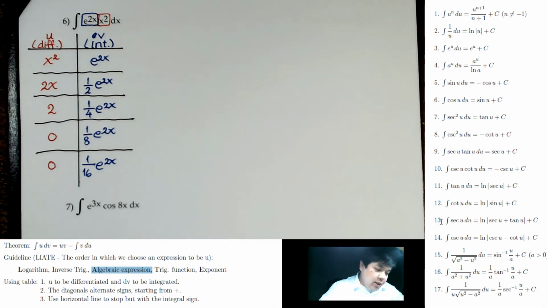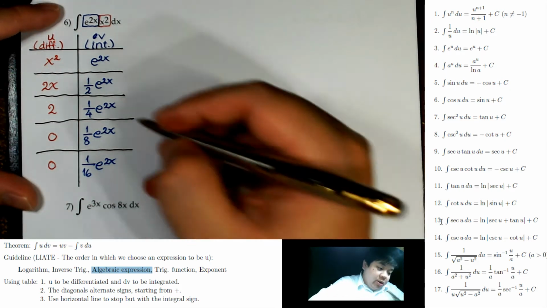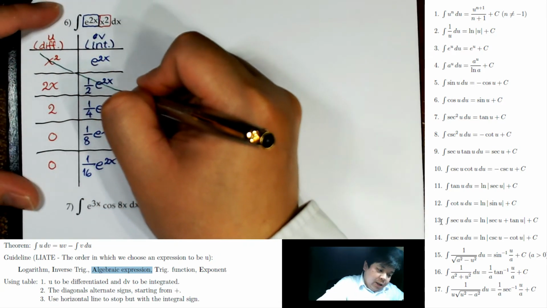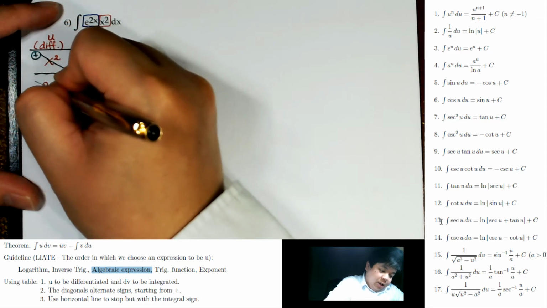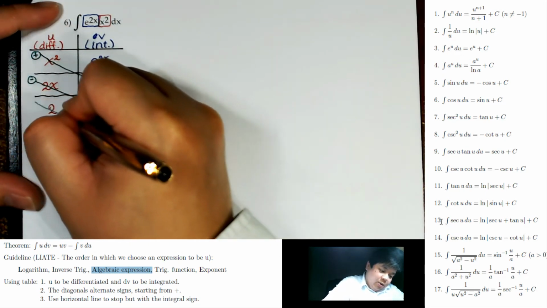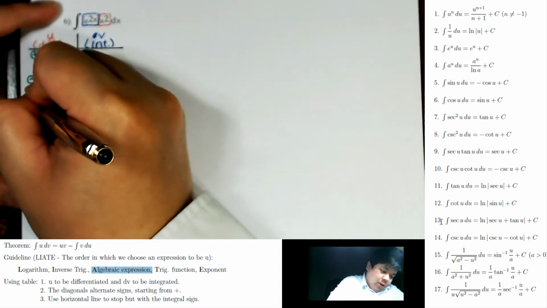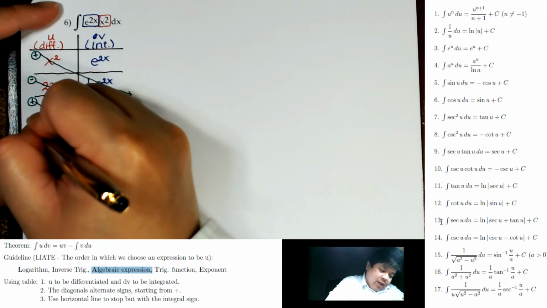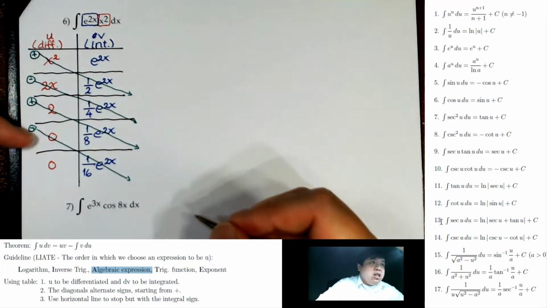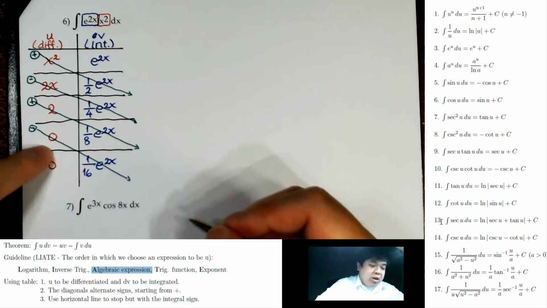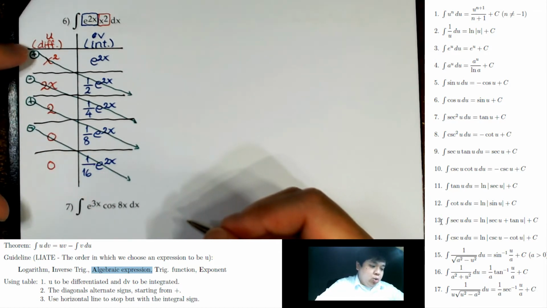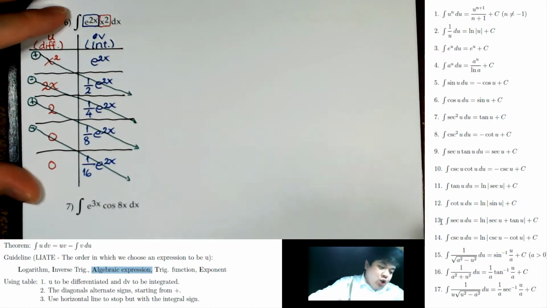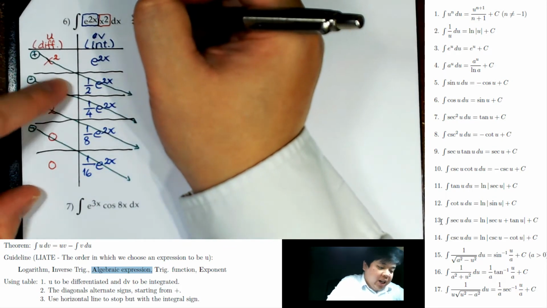Right, now we do the diagonals. The first one is going to be positive. The next one is negative. The next one is positive. The next one is negative. And everything after that is going to be 0 because we multiply by 0. So pretty much we just have the first three. So we just need to write out x squared times that.